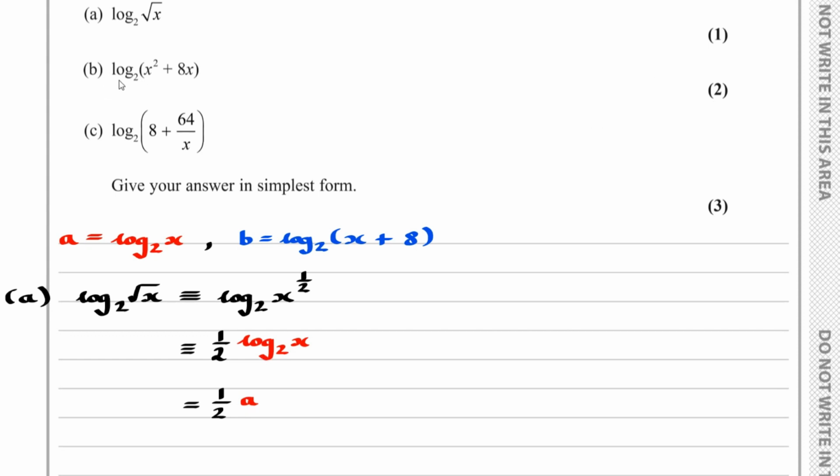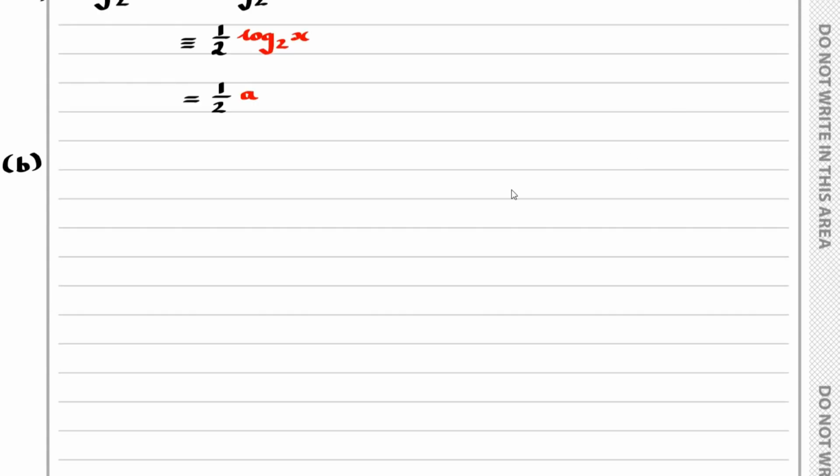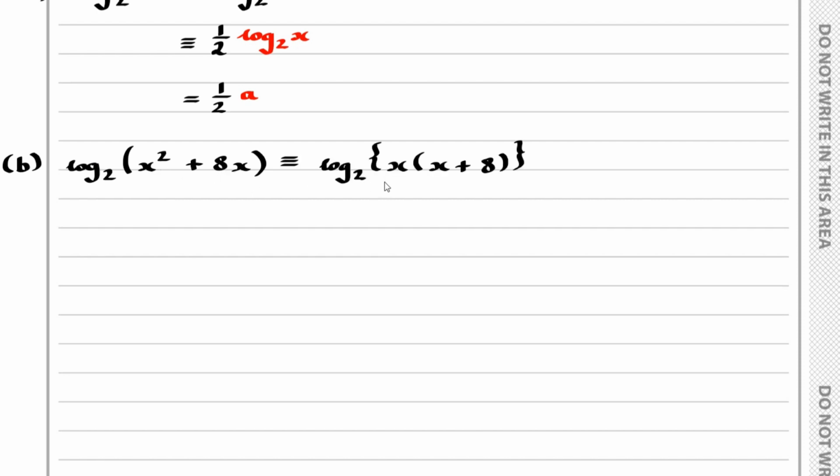For part B, log base 2 of x squared plus 8x. So for part B, we have log base 2 of x squared plus 8x. And what I can do is I can factorise out an x from the x squared and the 8x, leaving me with log base 2 of x multiplied by x plus 8. And using the addition law of logs, what this is equivalent to is log base 2 of x plus log base 2 of x plus 8. Log base 2 of x is a, and log base 2 of x plus 8 is b, so we end up with a plus b.